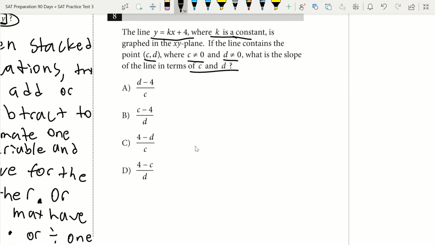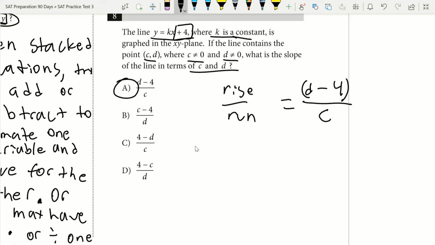All right, well, our slope we know is going to be our rise over our run. Now we see we have plus 4 as our y-intercept, so our rise then is going to be whatever D is, because that's our y, right? So whatever D is, since that's our y variable, minus that 4 that we're starting with, all over how much we ran from 0 as our x, right? So that's going to be whatever C is. So our correct answer here is going to be D minus 4 over C, which is answer choice A. So A will be our answer to 8.